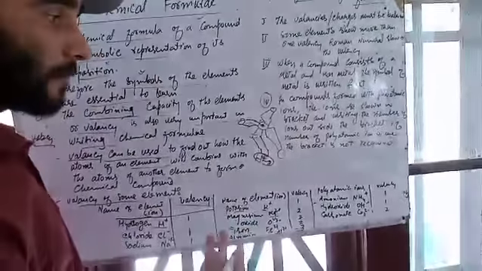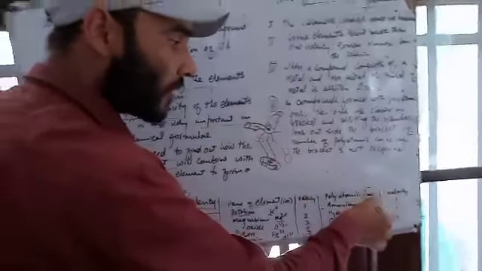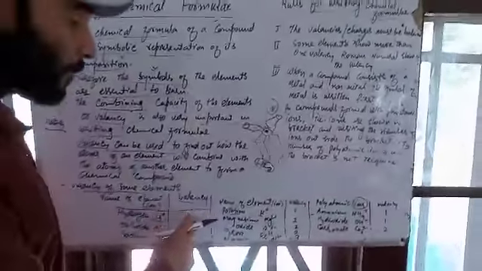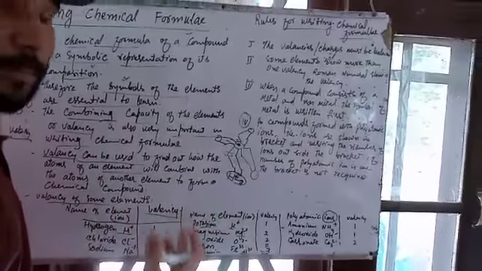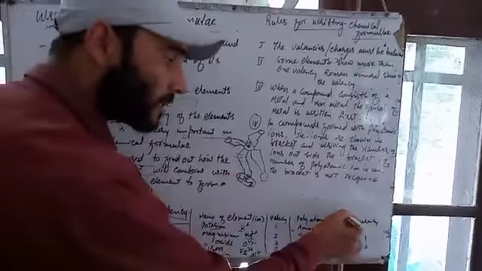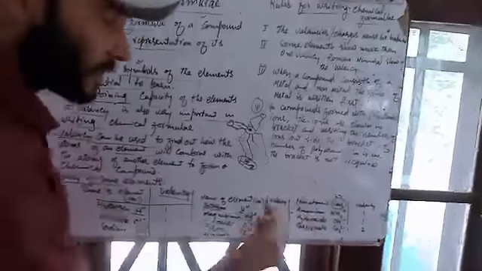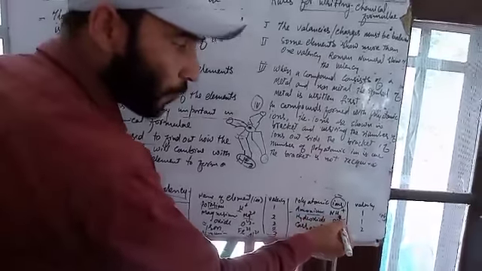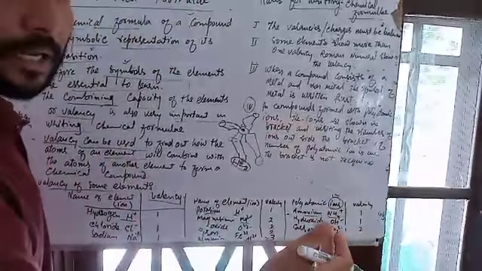Some ions are polyatomic ions. These are the simple ions, either cations or anions. But some are polyatomic ions, that means ions formed by two or more atoms. Number one is ammonium, NH4. It is a polyatomic ion formed by many atoms.